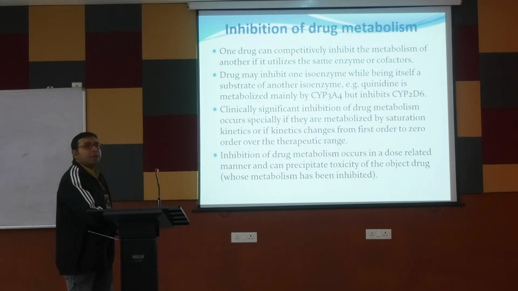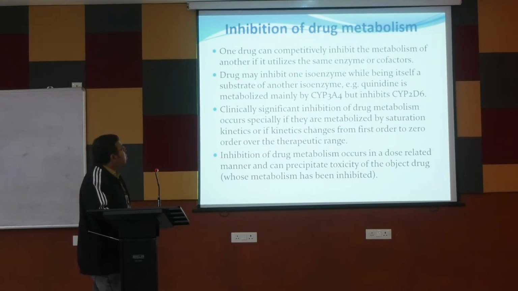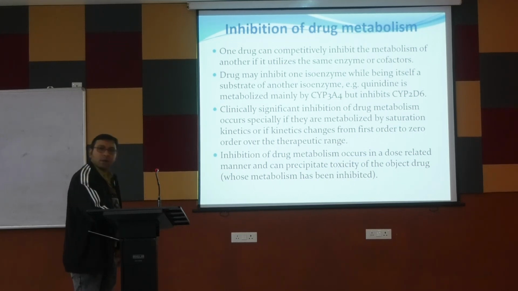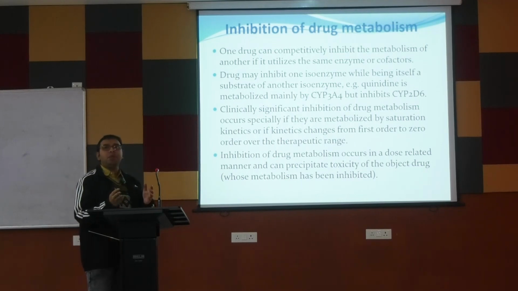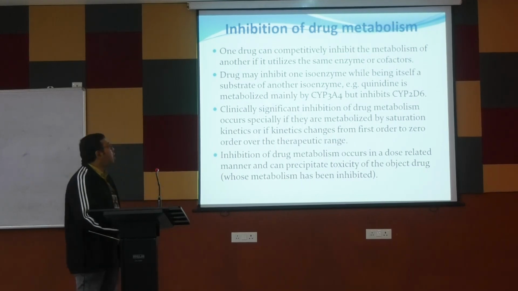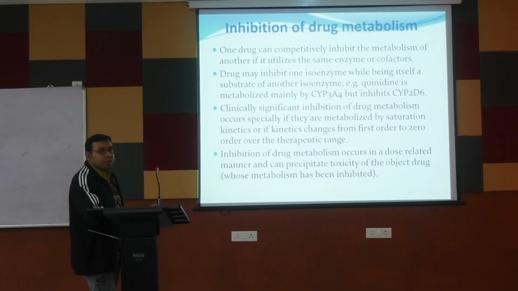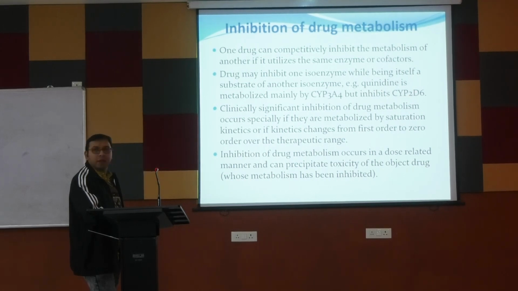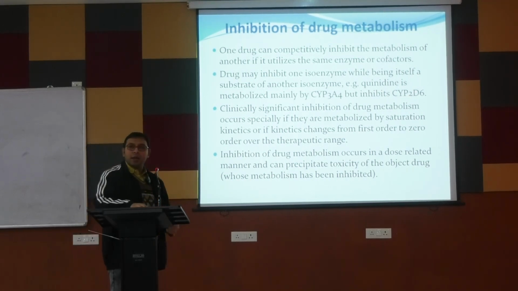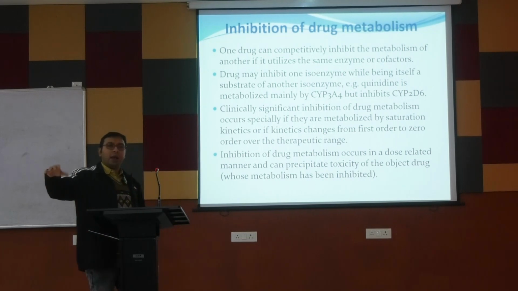So coming to the inhibition of drug metabolism. One drug can competitively inhibit the metabolism of another if it utilizes the same enzyme or cofactors. We have already discussed this; this is the basis. The same enzyme is utilized, and that's why drug inhibition can occur. Drugs may inhibit one isoenzyme while being themselves a substrate of another isoenzyme. For example, quinidine is metabolized by cytochrome P3A4, but it inhibits cytochrome P2D6. That is, it is metabolized by one enzyme but can inhibit another isoenzyme.